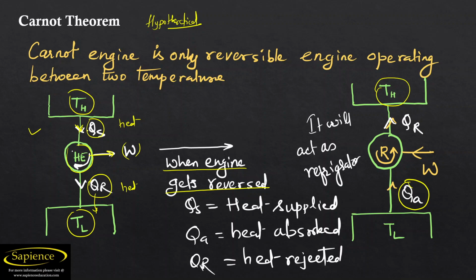When you reverse the heat engine, you reverse the cycle. For example, here Q is supplied, here Q is rejected, and here Q is rejected, here Q is supplied. So it gets reversed, and the engine has been changed to refrigeration. So QS is the heat supplied, QA is the heat absorbed, and QR is the heat rejected.